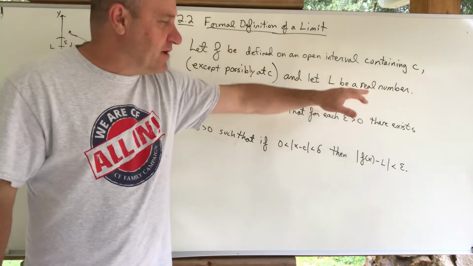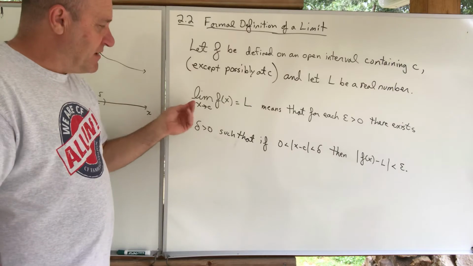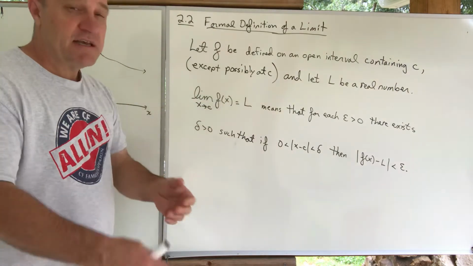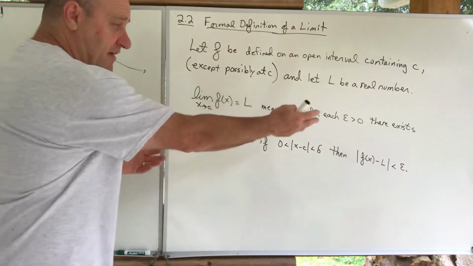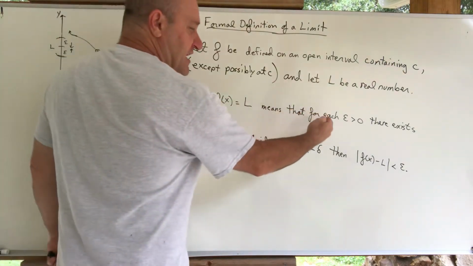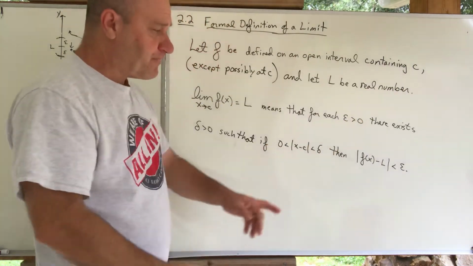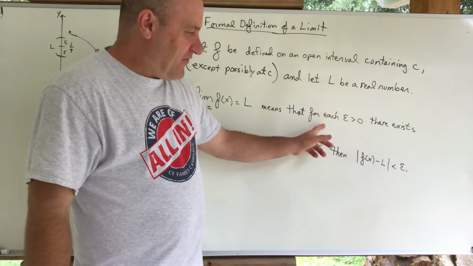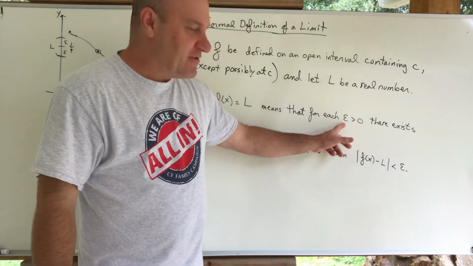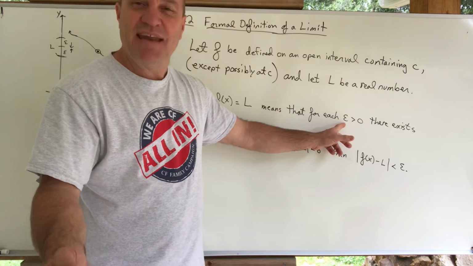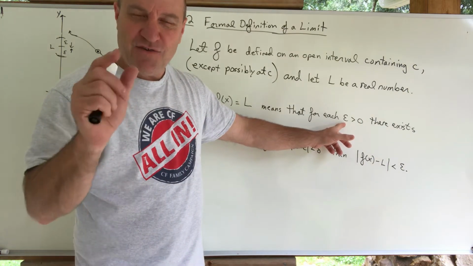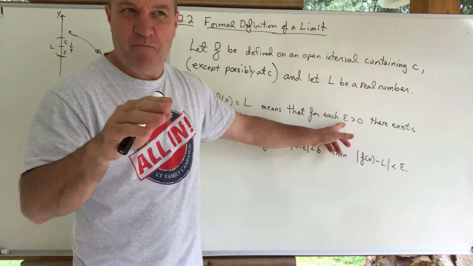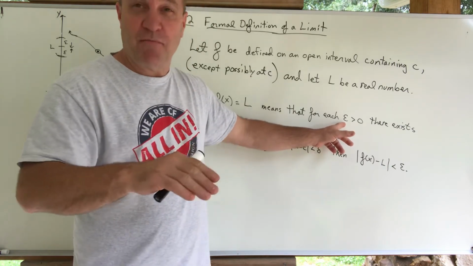And then L is a real number. And so the phrase, the limit as x approaches c of the function f of x equals L, means this. And here's what the formal definition of this limit is. That for each epsilon greater than 0, that's a little Greek letter epsilon, you can pick any number that's greater than 0. Since the point of that is you can pick any number greater than 0, what if you pick a smaller number?